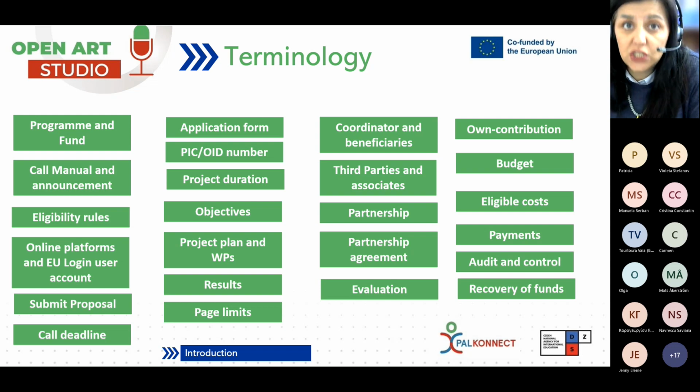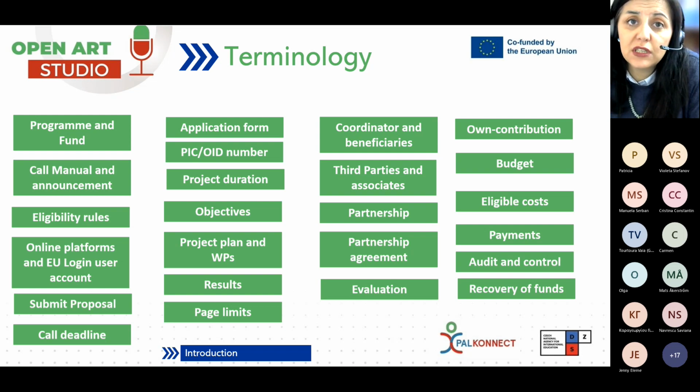So if you have an organization and you want to participate in funding proposals, you need to go to the European Union login, the online platform that Alexandra is going to introduce after, and create your account. In this account, you're going to be requested to indicate specific information about your organization, the owners of the organization, the form of the organization, and upload some documents that are going to support what you have written in the form. And then you're going to receive a PIC number or OID number.